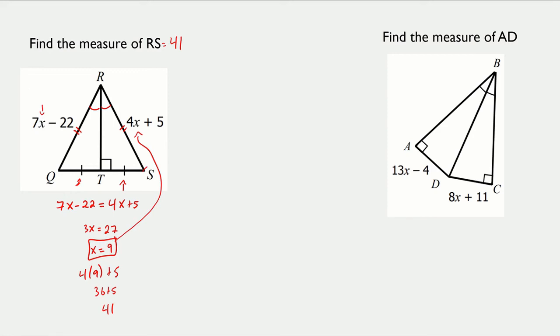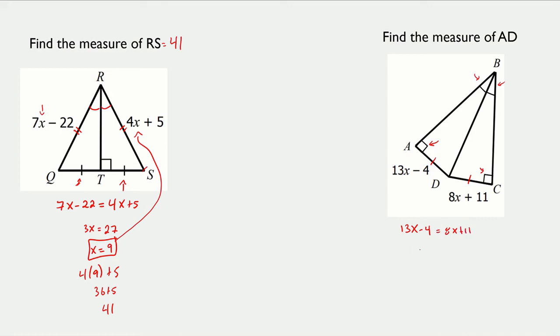All right, checking the second. So this next one, they want us to find the measure of AD, right? So two key things here. One, that's perpendicular, and these two are congruent, which means that's the angle bisector. So here we can apply the theorem and know that these two segments are going to be congruent to each other. And so knowing that they're going to be congruent to each other, that's how we're going to set up our equation, and we're going to solve for x.